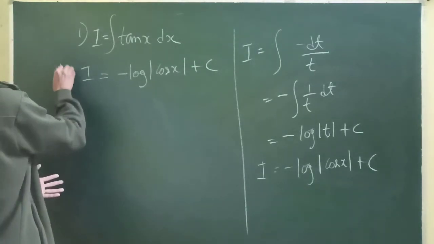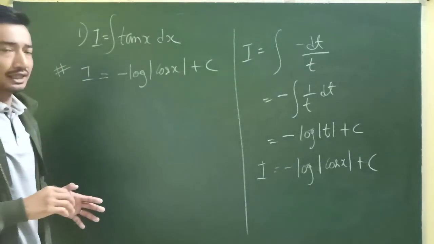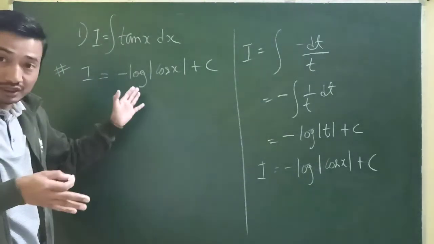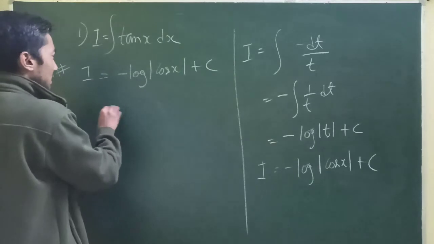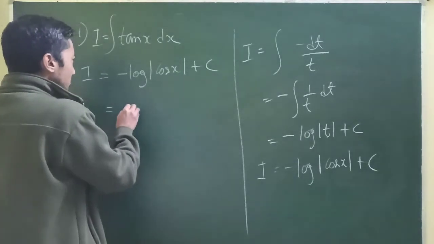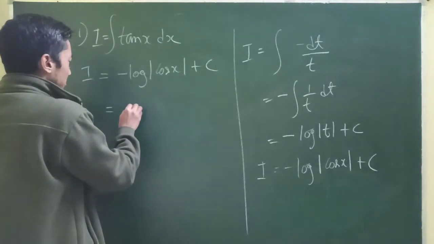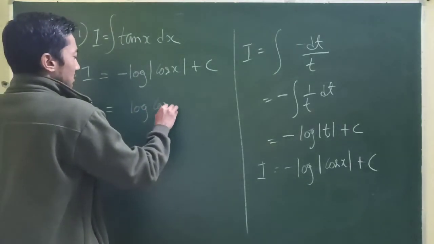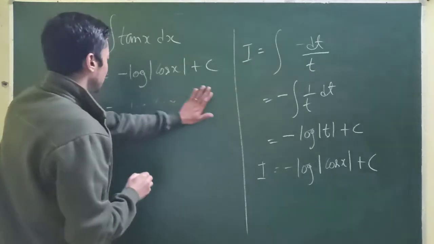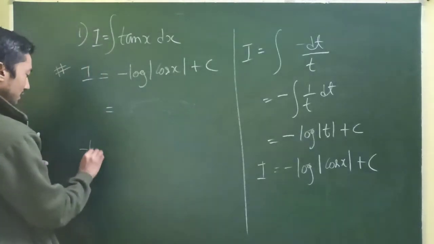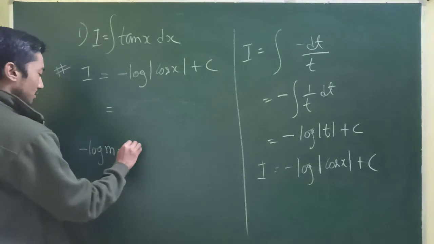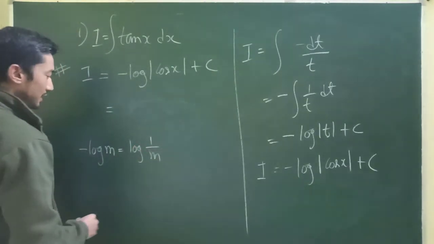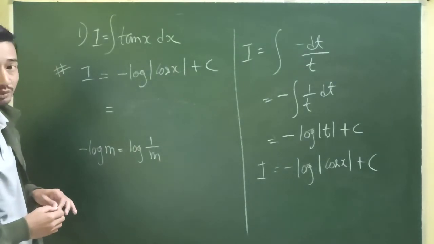So this is the first one, integration of tan x. If it doesn't serve your purpose with that particular question, there is another way of representing this formula by simple simplification. That is, this one, we can also use log of cos x, because we know this formula for log, no? That is, minus log m is also log of 1 by m. That's what we know, isn't it?